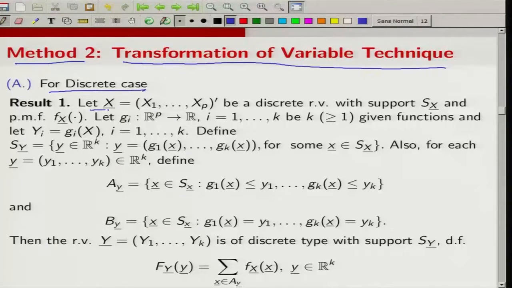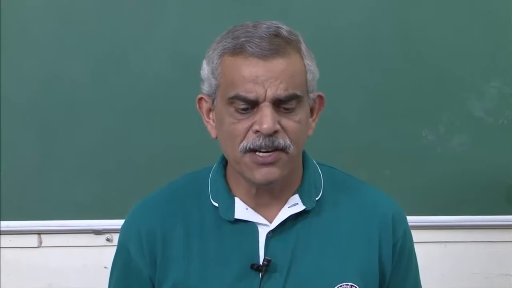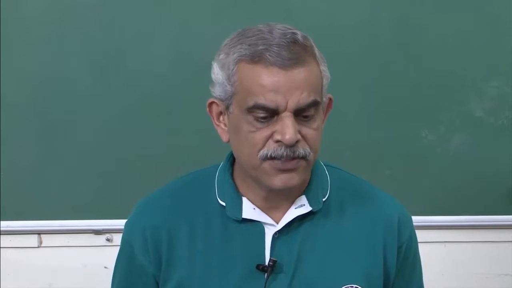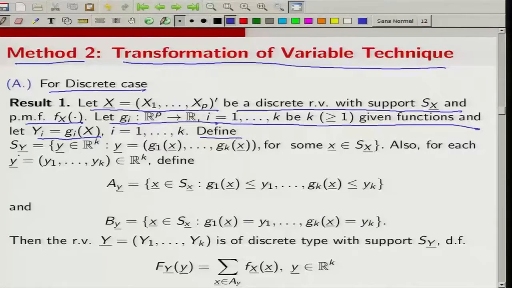Let X = (X1, X2, ..., Xp) be a discrete random variable with support Sx and probability mass function fX. Let gi from Rp to R, i = 1 to k, be k given functions, and let Yi = gi(X) for i = 1 to k. So, each gi gives me a random variable Yi. That means there are k random variables Y1, Y2, ..., Yk, each of them a function of X1, X2, ..., Xp. In this case, what would be the support of Y?